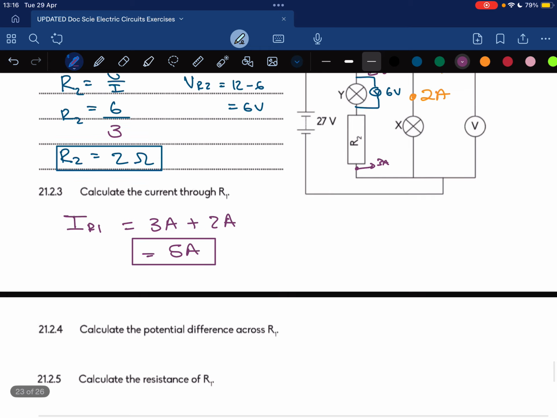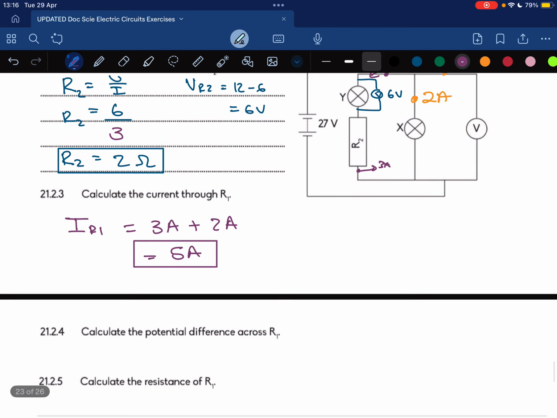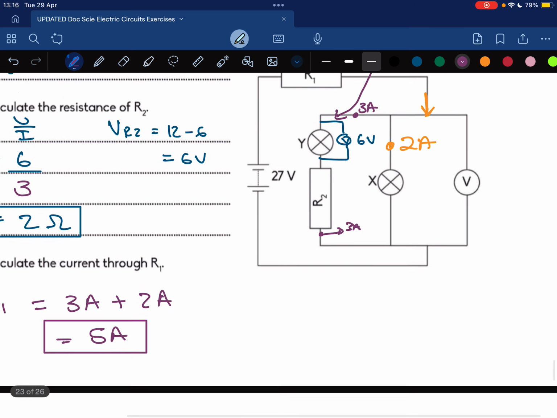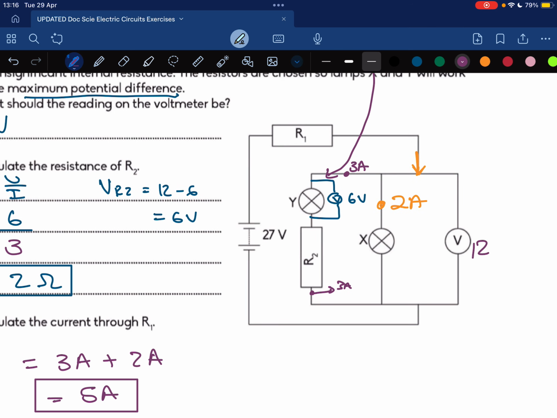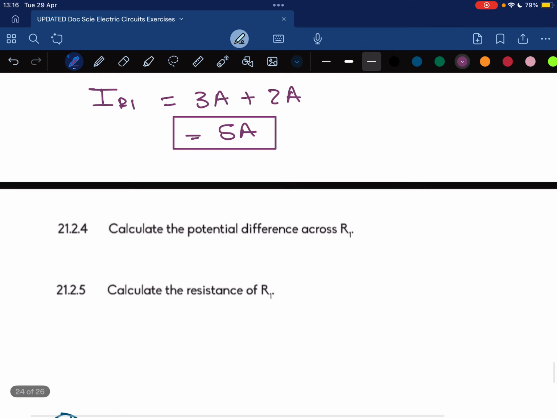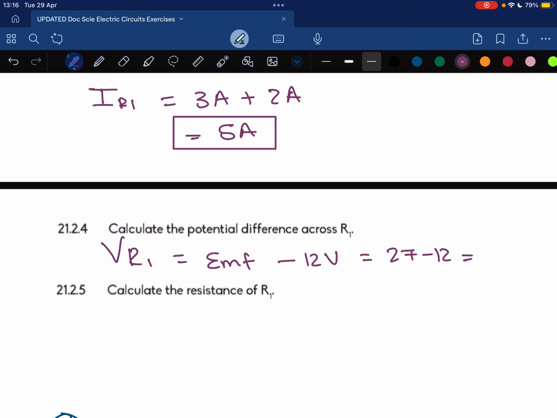Okay. The next question says, what is the potential difference across R1? Remember, we just established that this reading is 12 volts. If there's 27 volts EMF, that means the remaining voltage will go through R1. So R1's voltage would equal the EMF minus the 12 volts, which is 27 minus 12, which is 15.